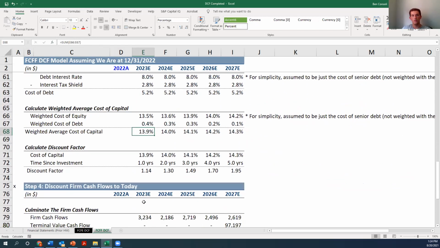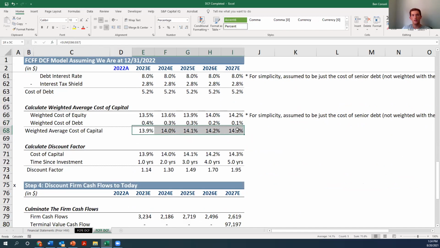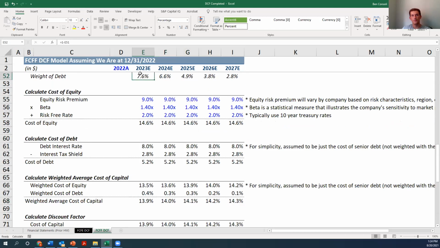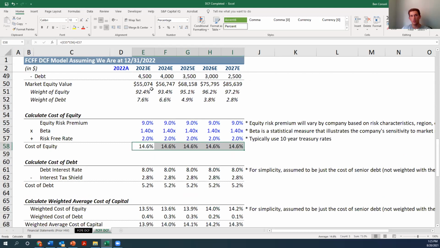And you'll see that over time, this changes. In this circumstance, because the weight of debt is going down, the overall weighted average cost of capital is going up because the cost of equity is greater than the cost of debt. Because the cost of equity is becoming a higher portion of the overall capital stack, then you have a higher weighted average cost of capital.